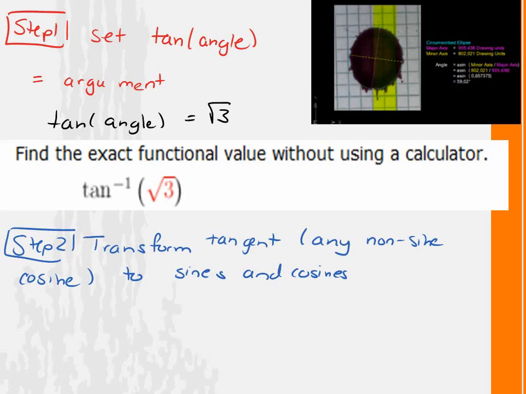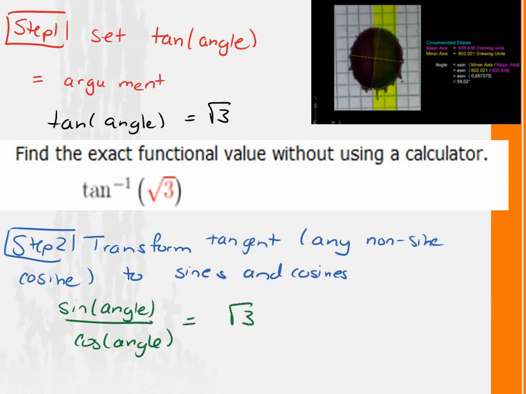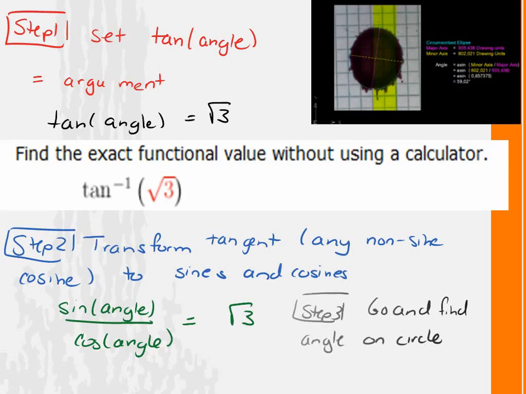Transform the tangent to sines and cosines. That's always our MO, right? We have to change everything into sines and cosines because those are the dollar bills. Tangent is sine over cosine, so that's what it means. So sine of the angle divided by cosine of the angle is equal to square root of 3. And now you go to your unit circle, which everybody will have because it's the number 1 question, so you already have it on your test. So go and find that angle on the unit circle.